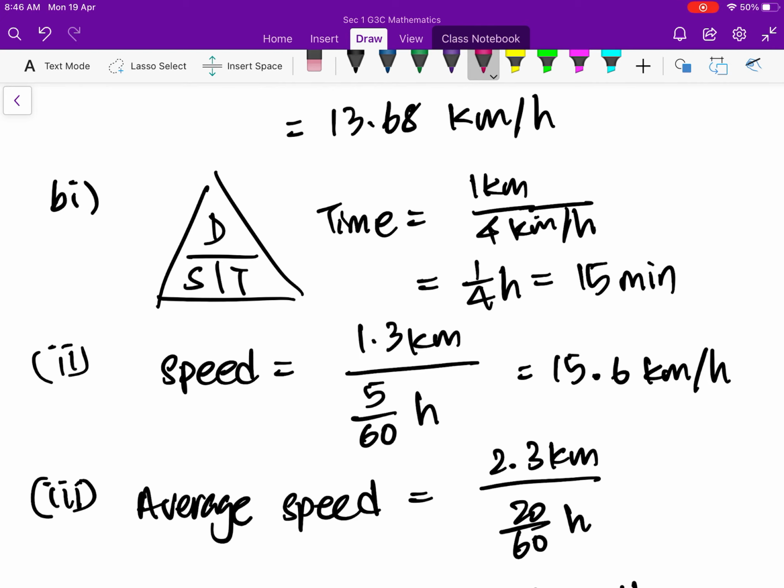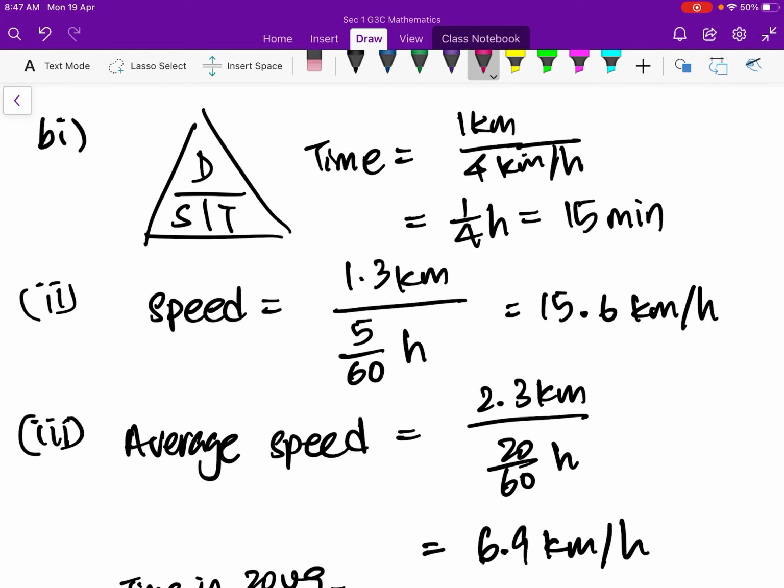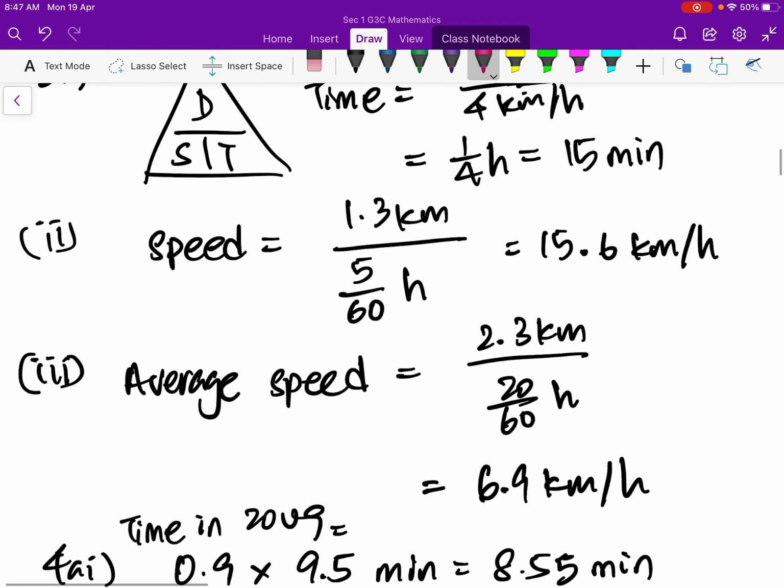Okay. So 15 minutes over here, and then for part 2, his running speed in kilometers per hour. So 1.3 kilometers per 5 minutes. So you need to convert that to hours, divided by 60, and you get 15.6 kilometers per hour.